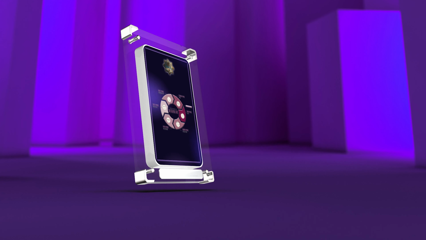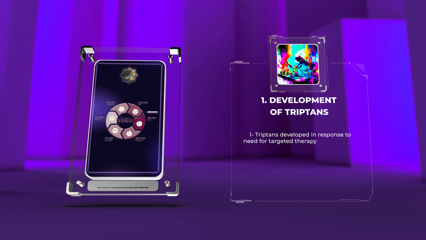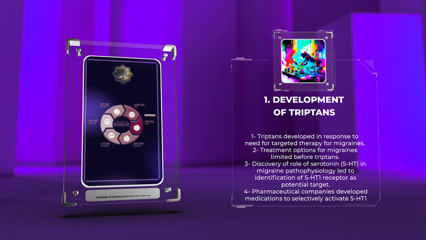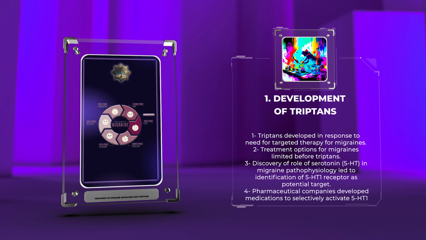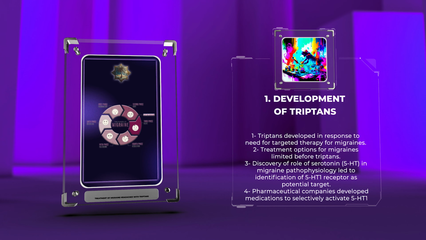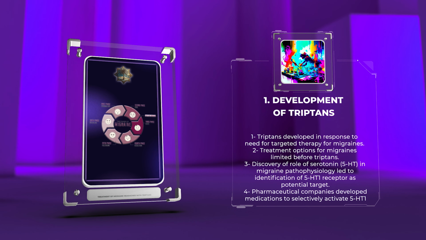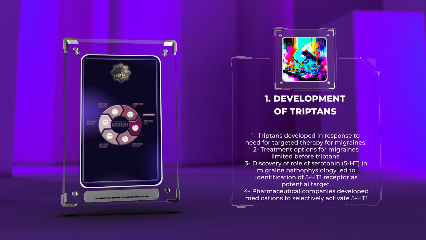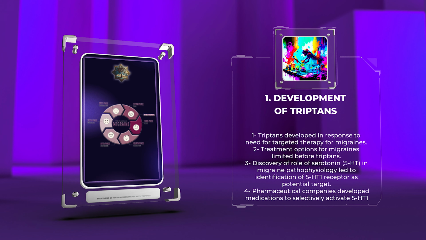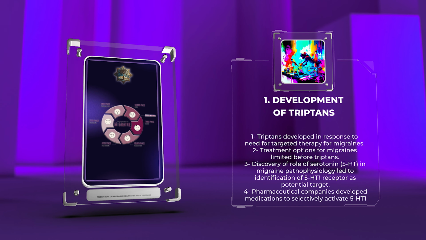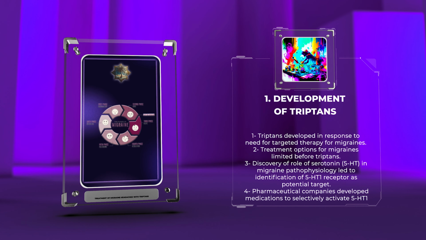Triptans were developed in response to the need for targeted therapy for migraines. Before their discovery, treatment options for migraines were limited to nonspecific pain relievers such as NSAIDs and opioids. The journey of triptan development began in the 1980s when researchers discovered the role of serotonin, 5-HT, in migraine pathophysiology. This led to the identification of the 5-HT1 receptor subtype as a potential target for therapeutic intervention. Pharmaceutical companies embarked on a mission to develop medications that selectively activated these receptors, leading to the birth of triptans.